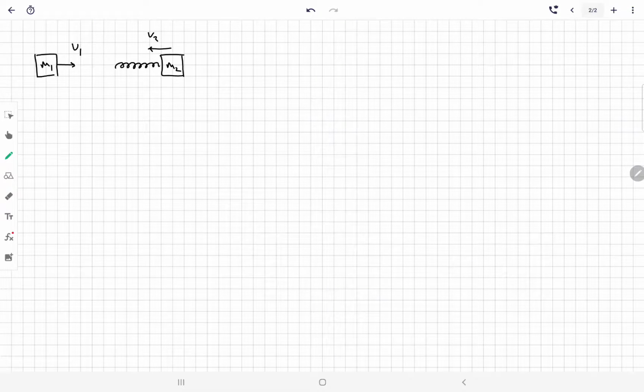So here we have two objects, two blocks, with masses M1 and M2. The first one is moving to the right, the second one is moving to the left, and there is a spring between these two objects. First question: we should find the velocity of the second block when the velocity of the first block becomes 3. Let me try to draw.